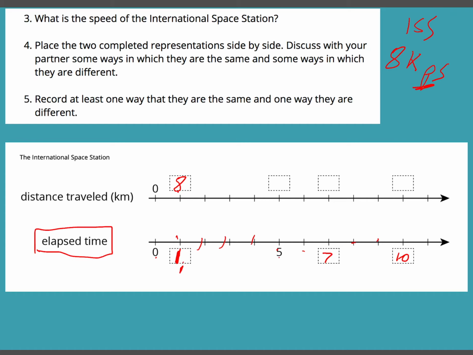So if this is 8, then we move up 1, 2, 3, 4. We need to do this in increments of 8. So we go 8 to 16, to 24, 32, to 40.